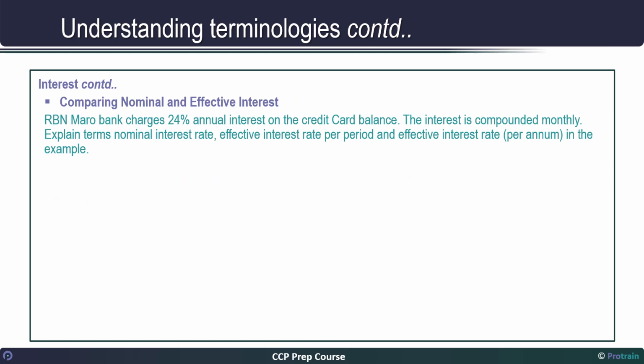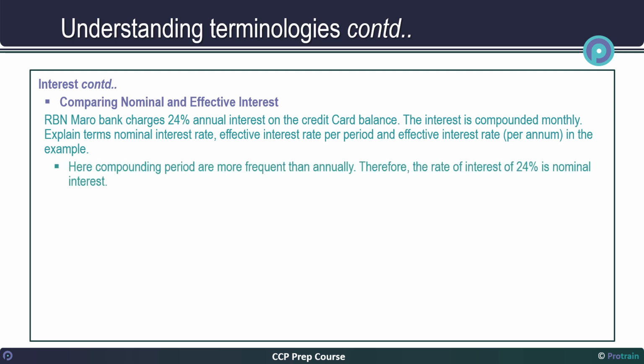Here we shall compare nominal and effective interest using a simple example. RBN Maro Bank charges 24% annual interest on the credit card balance. The interest is compounded monthly. Explain terms nominal interest rate, effective interest rate per period, and effective interest rate per annum, using this example. Let us start solving the problem. Here compounding periods are more frequent than annually. Therefore, the rate of interest of 24% is a nominal interest rate.